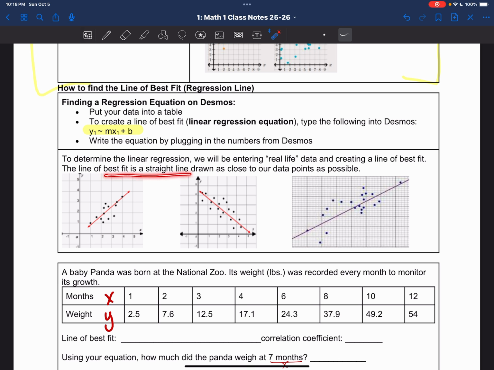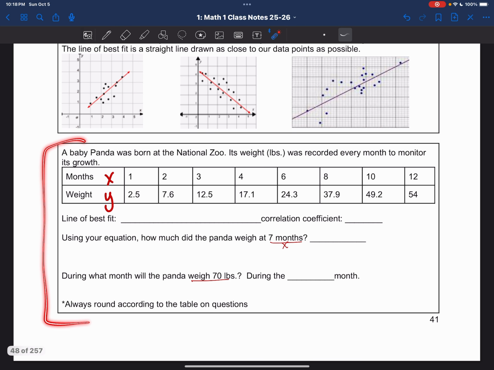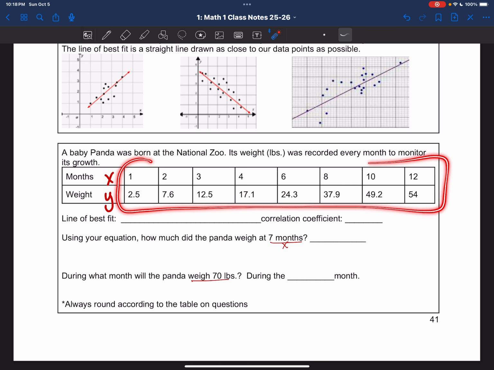So the line of best fit is a straight line drawn as close to our data points as possible. So like I said, if you were to do this by hand, you want to get a really tight oval around your points and then draw through the middle. All right, so what we're going to do first is do this problem, and I'm going to take all of these points and enter them in on Desmos.